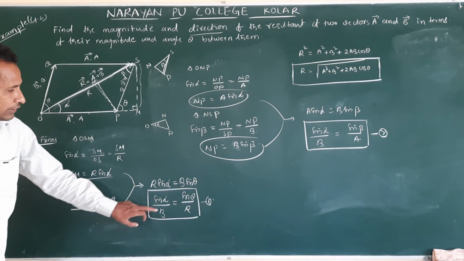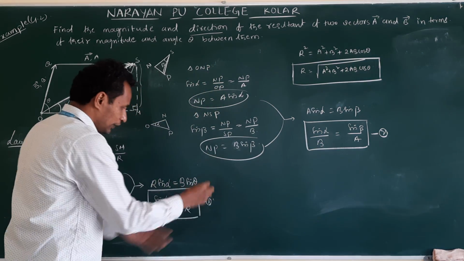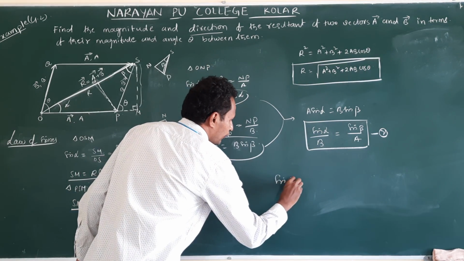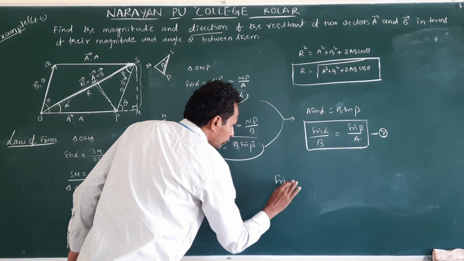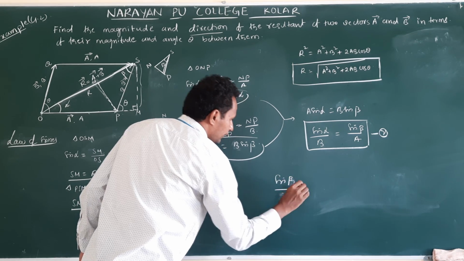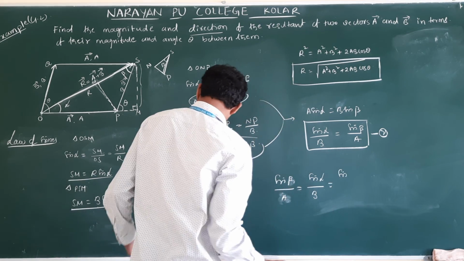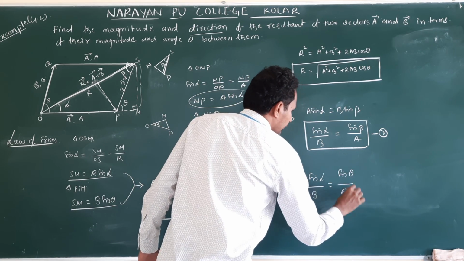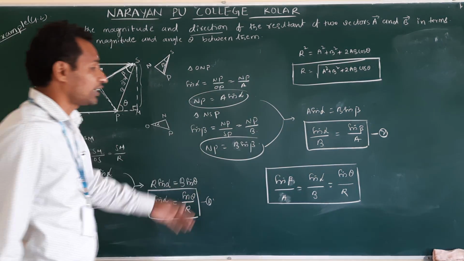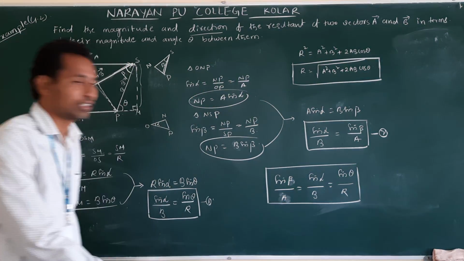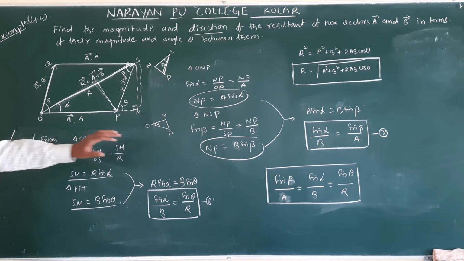Compare 1 and 2. Sin alpha by B is equal to sin theta by R, and sin alpha by B is equal to sin beta by A. We can take the A term first, so sin beta by A, next sin alpha by B is equal to sin theta by R. You can also write the reciprocal: A by sin beta is equal to B by sin alpha is equal to R by sin theta. This is called the sines law.